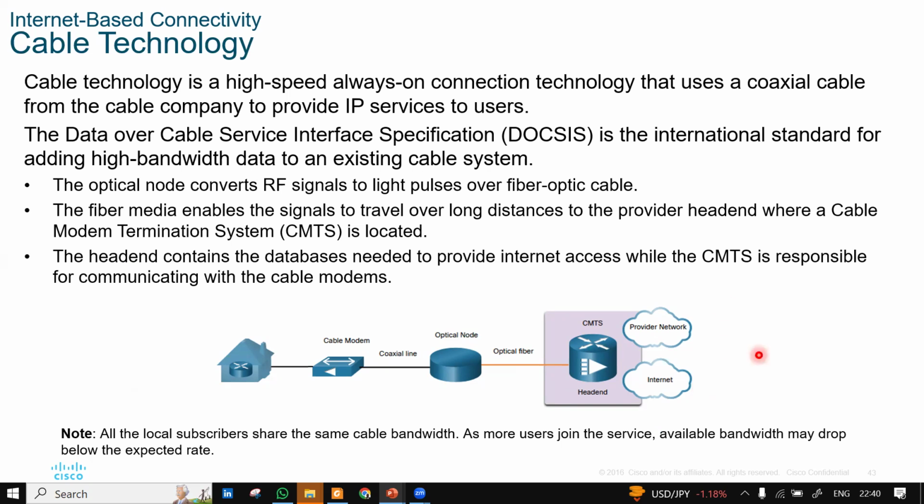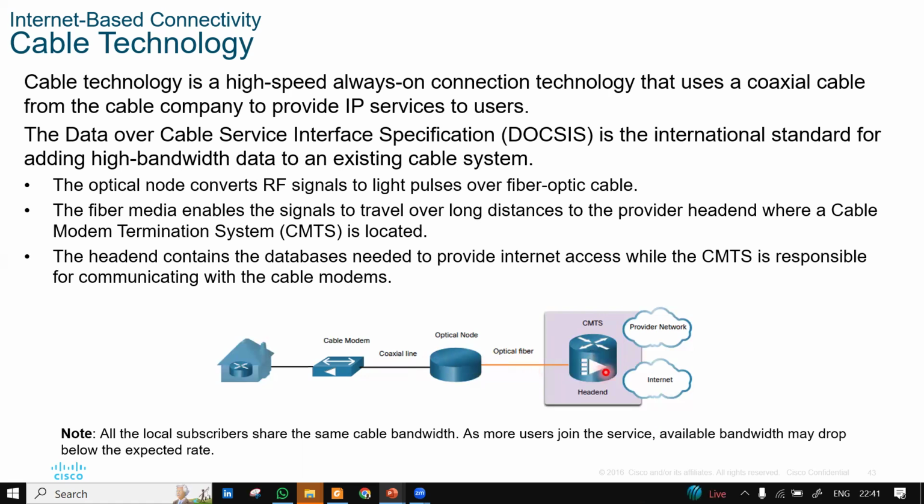So instead of having a DSL modem here, we have a cable modem. Then here, instead of having copper, we have coaxial. Here, I think this is an extra device which converts whatever is coming from the coaxial line to optical fiber. I'm sure the reason is because over long distances, we cannot use the coaxial line. Then from there, we have the CMTS.